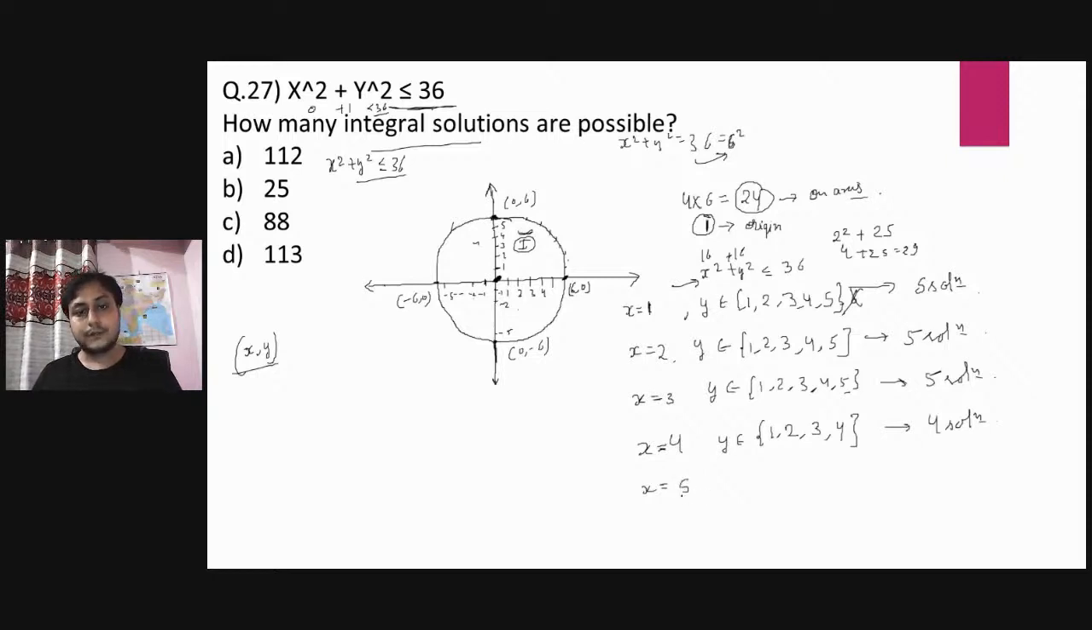So guys, this one. When x equals 5, y can be 1, 2, or 3 possible. 25 plus 9 is 34. That is possible, but we cannot take 4 here, because 4 squared is 16, plus 25 is more than 36, right? So how many solutions? 3 solutions.